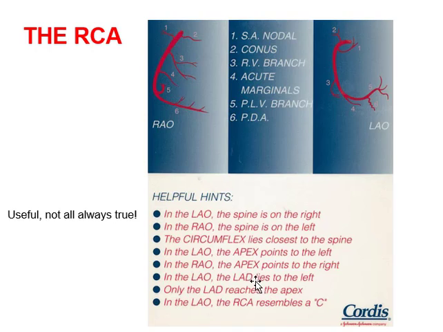In the LAO, the LAD lies to the left. The LAD reaches the apex, and in the LAO, the right coronary artery resembles a C. Again, you've seen that's not that convincing, and even here in the LAO, the LAD can be almost vertical, depending on the actual degree of orientation. But use whatever works for you. Eventually, you'll know it and not need these little helpful hints.